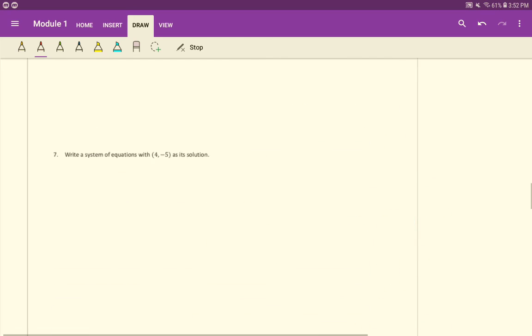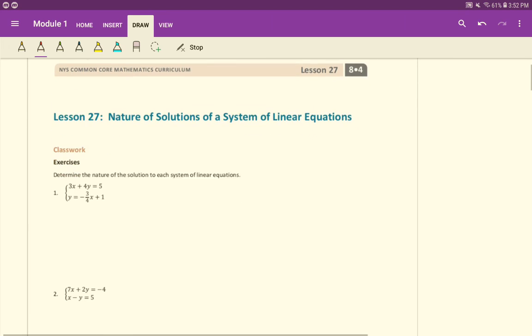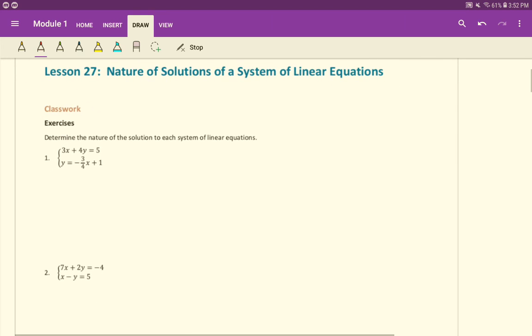Okay, so let's see an example of this. Scroll back up here to the first question. In here, we are asked to determine the nature of the solution to each system of linear equations, and we're going to use substitution. You could graph these if you wanted to. You would need to solve this one for y, but right away I can see that you're going to end up with some fractions. So let's try with substitution here.